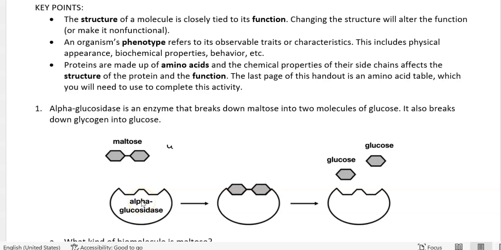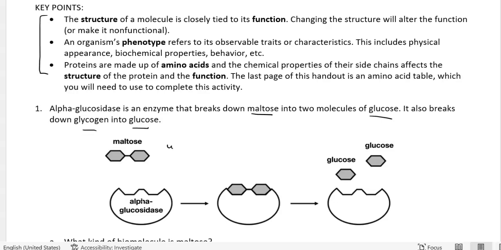Hey students, I just wanted to go over signature assignment 3, which was our activity for enzymes in class, just to make sure that we're all on the same track. As you can see here, we start with some definitions and key points, and then we have our first problem that says alpha-glucosidase is an enzyme that breaks down maltose into 2 molecules of glucose. It also breaks down glycogen into glucose.